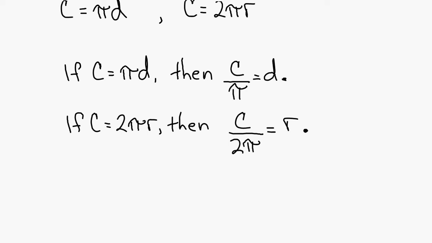Okay, so now you've got a formula to find radius if you're given circumference. You've got a formula to find diameter if you're given circumference. If you're given the diameter, you can find the circumference, and if you're given the radius, you can find the circumference. And that's what you're going to be doing some of today. Okay?